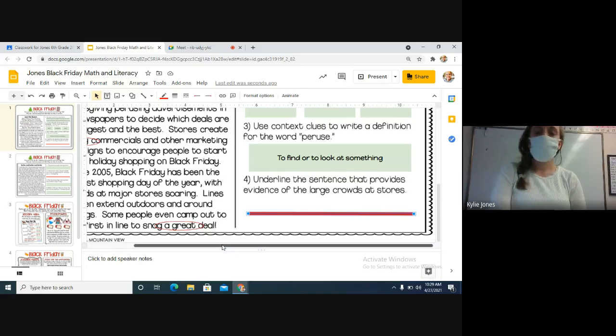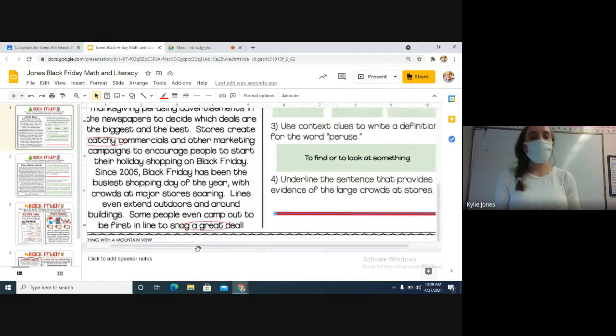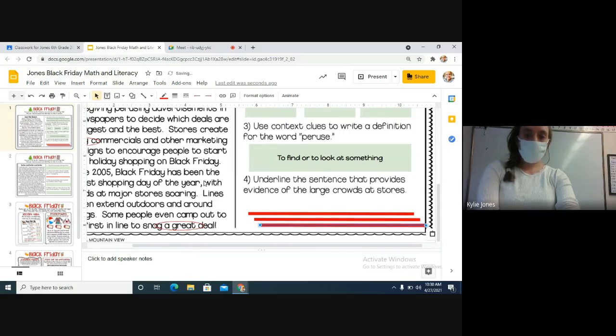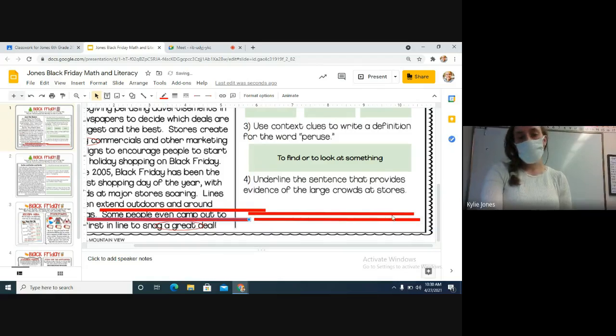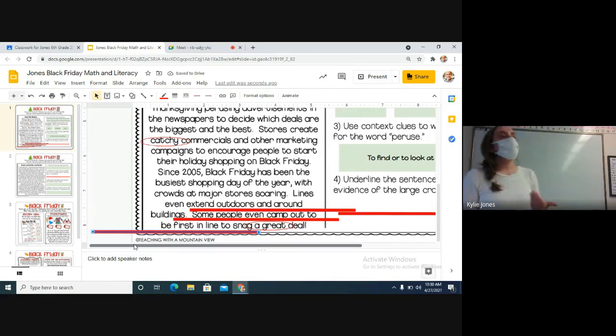What sentence stands out to tell us about the large crowds at the stores? Some people camp out. Some people don't want to go around the building for hours. They spend their Thanksgiving day there. Okay, so lines extend outdoors. Some people even camp out to be first in line. The camping out kind of infers that they stay overnight, so they don't have to wake up early. They want to make sure that they're first.